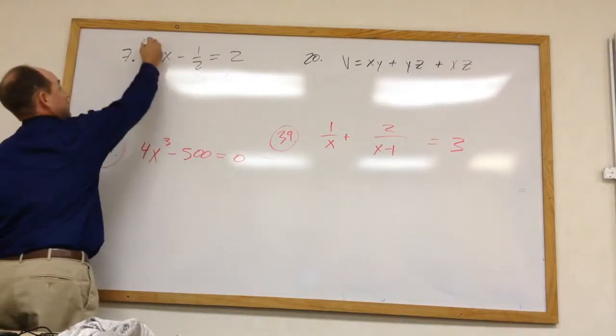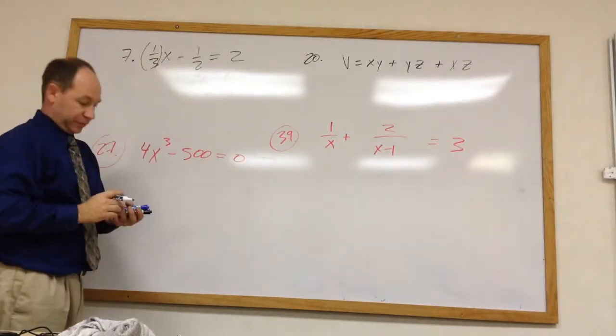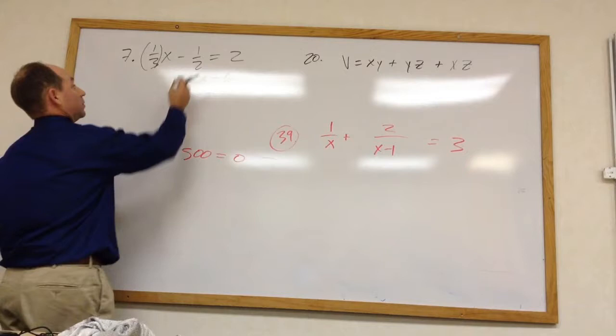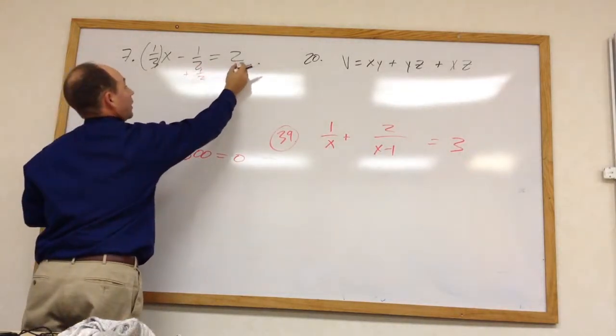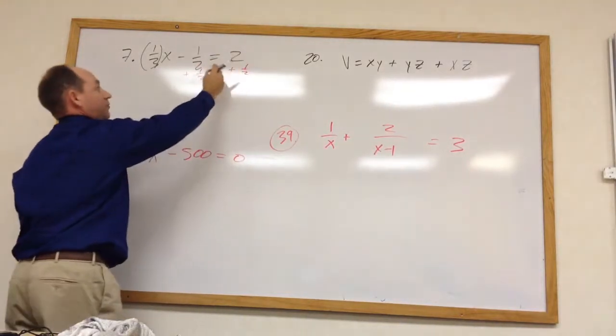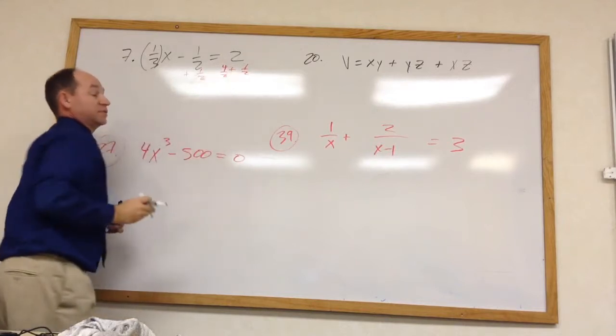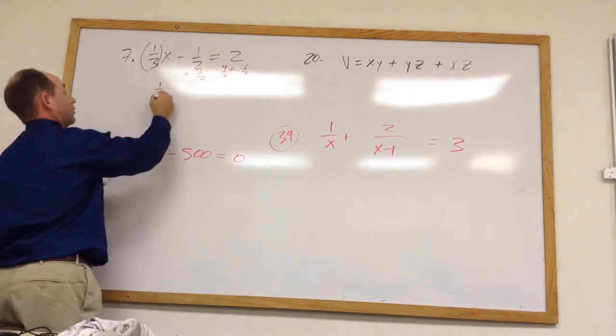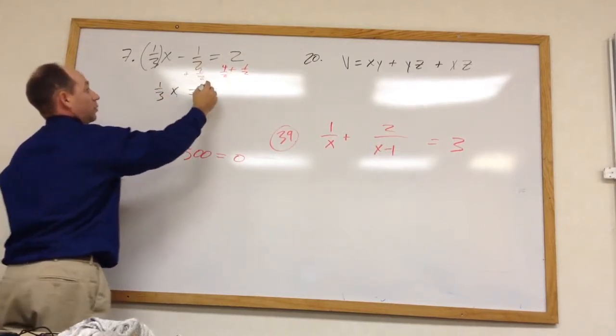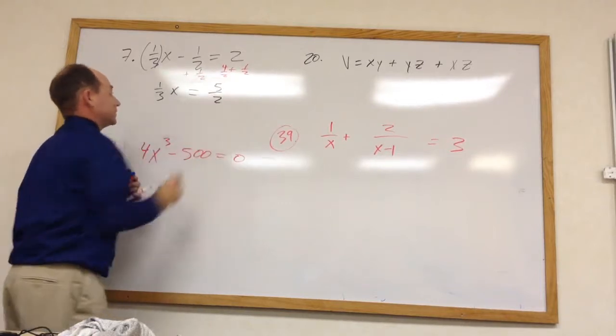Put parentheses if needed. And now I want to solve. So to solve, I'm going to add 1/2 to both sides. So I'm going to have 2, and I'm going to add a half. Well, I need a common denominator, so I'm going to write 2 as 4/2. And I'll say that 1/3 of x will equal 5/2.